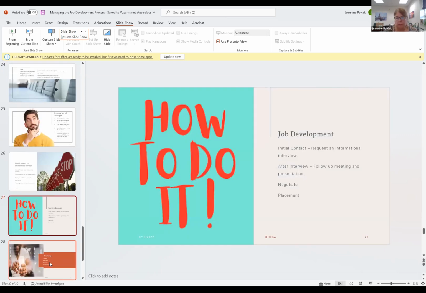We reviewed this job development: you're making that contact, you're negotiating, you're following up. And again, making sure that your managers and your supervisors have what they need to make sure that they're staffing appropriately. They've got the right people doing the right things.